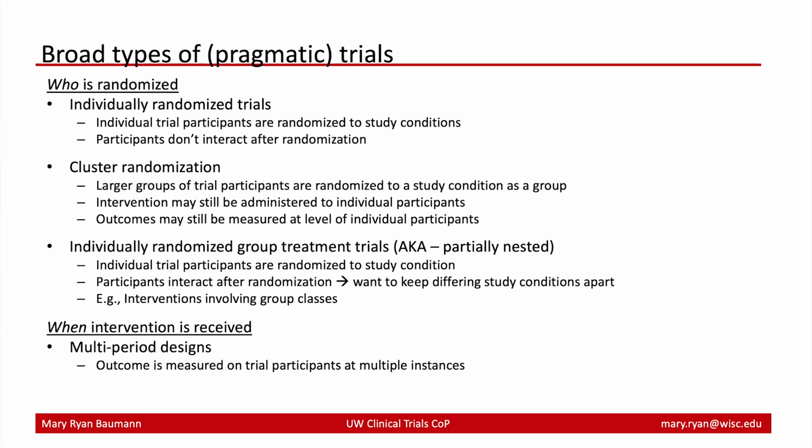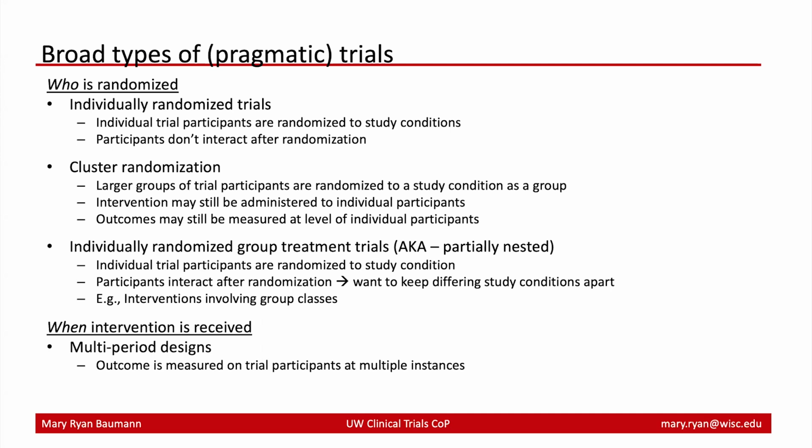So a very classic case of an IRGT is interventions that involve some sort of group classes or group administration, where you individually randomize those people to the classes, but they're going to be taking part in that intervention together as a group. And then finally, you can have multiple ways in which, or multiple timings in which, that intervention is received by the randomization units.